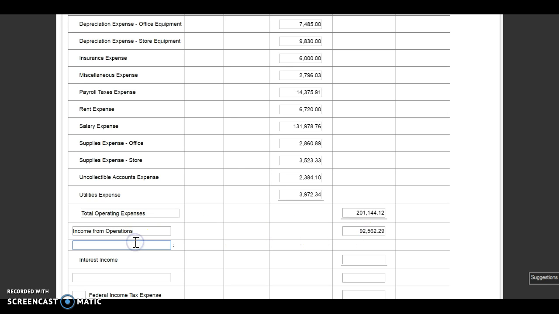Okay, then we have to include, if we look at this, it gives us a hint. It says that we have interest income here. So remember, that's revenue, but it's not revenue from operating the business. So this we're just going to call other revenue. Interest income we're going to get from our adjusted trial balance, $466.20.